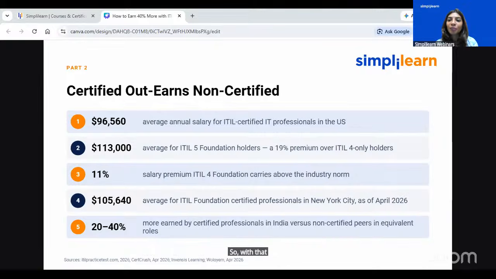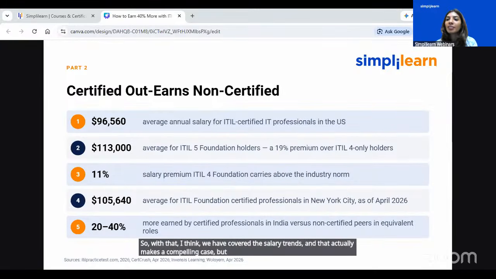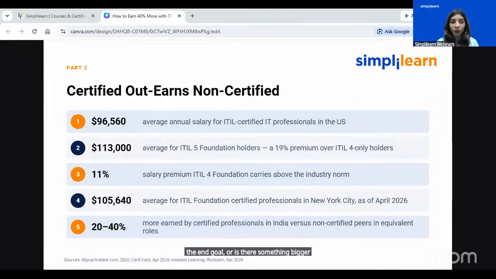With that, I think we have covered the salary trends, and that actually makes a compelling case. But for someone who's just starting their journey in ITIL, where should they actually start? Is the foundation certification the end goal, or is there something bigger that they must focus on?